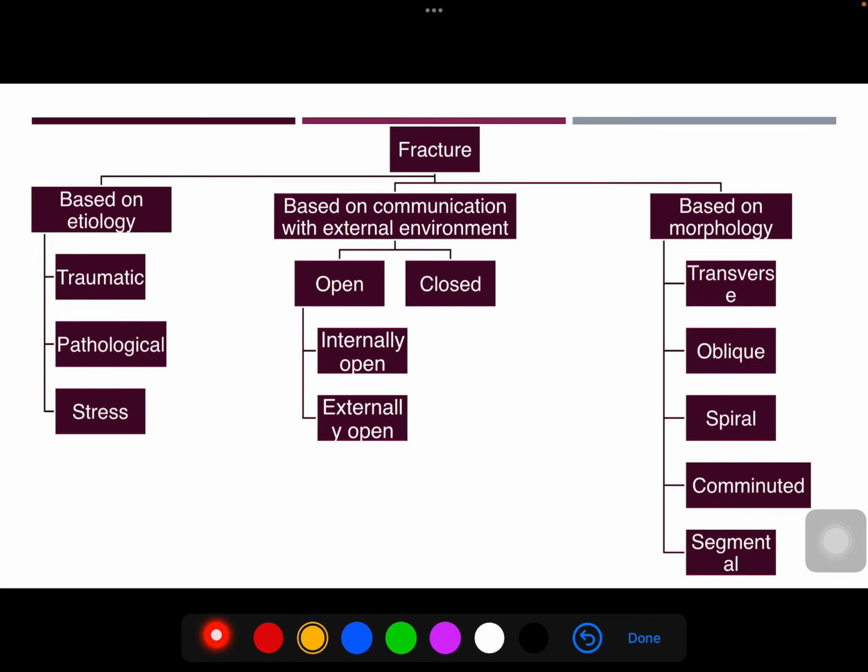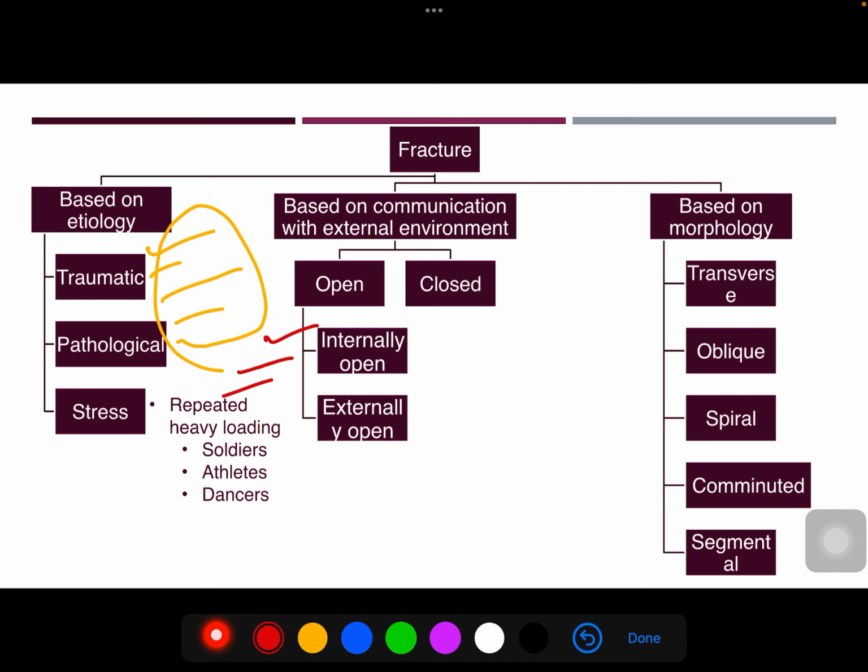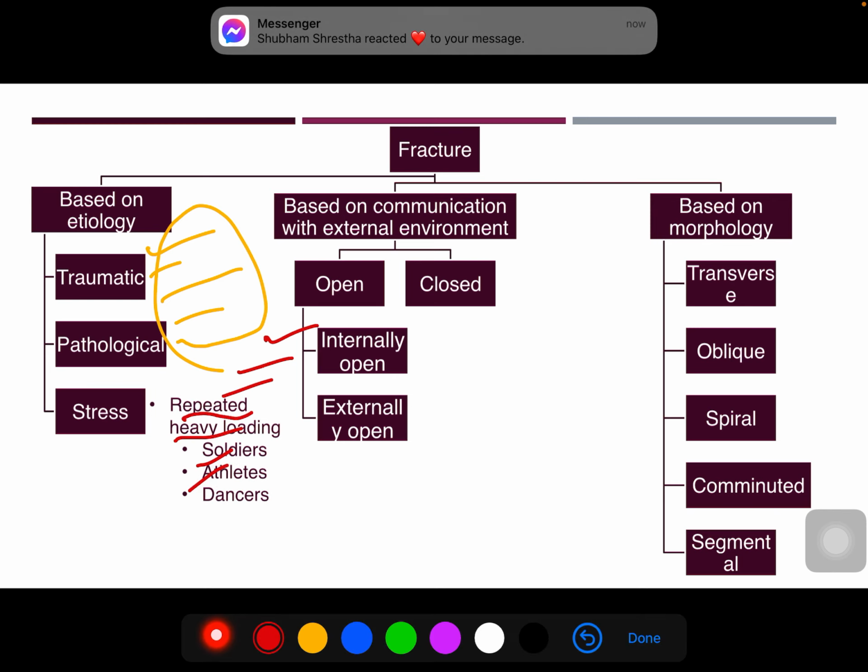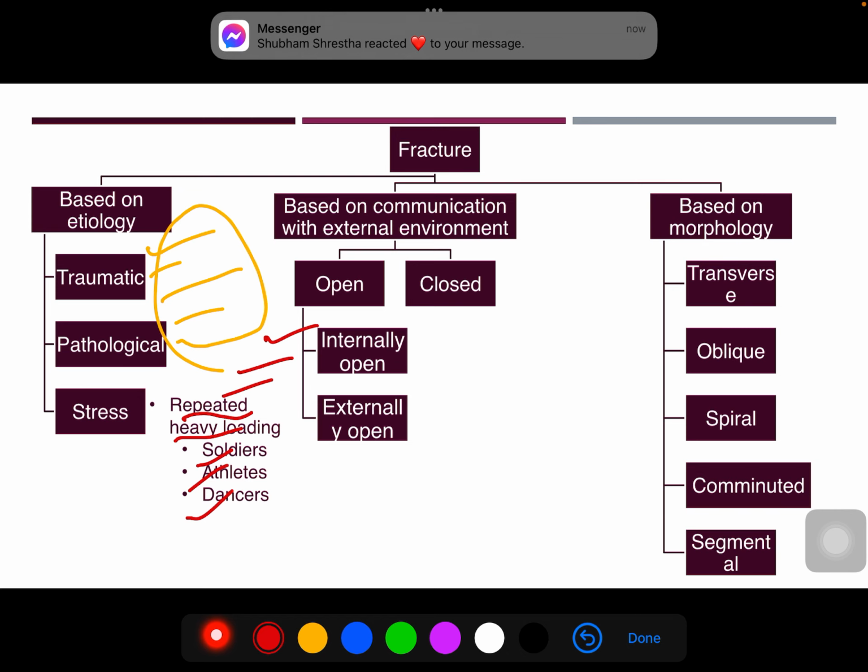Fractures are divided into different types. First, based on the etiology: traumatic, pathologic, and stress. For the traumatic, road traffic accident, fall, sport, physical assaults are there. In the pathologic fracture, there are bone cyst, bone tumor, osteomyelitis. And in the stress fracture, there is repeated heavy loading, as in soldiers, athletes, and dancers.